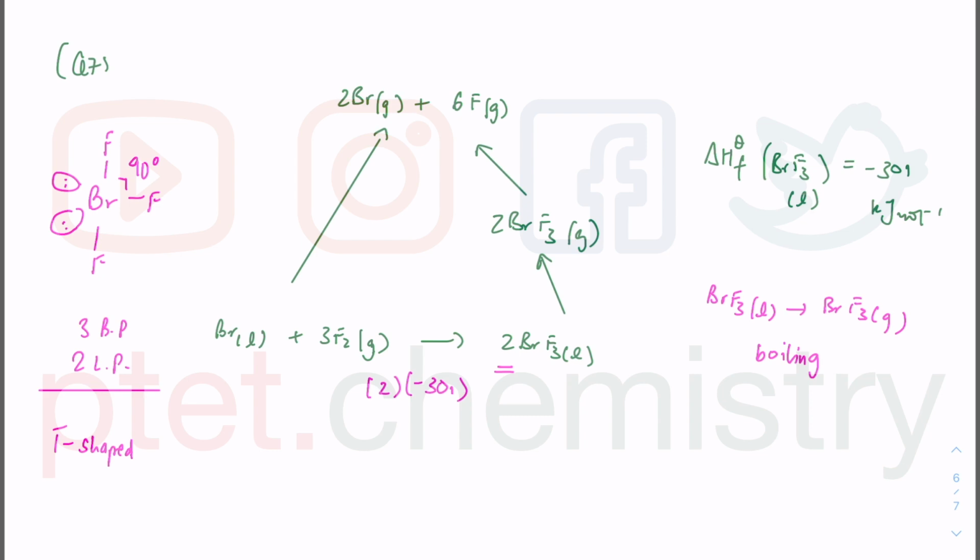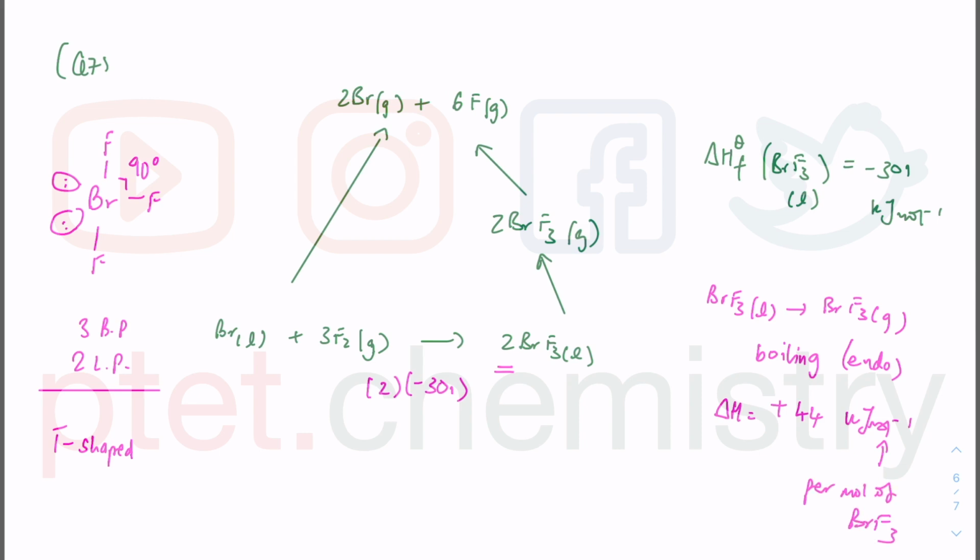So this is boiling. As you know, boiling requires breaking the weak intermolecular forces between the molecules because it has a simple molecular structure. So we know that it's going to be endothermic because we need energy to break those weak intermolecular forces, and we are told that it is endothermic, which is plus 44 kilojoules per mole. So the liquid going to the gas, that is for 1 mole of BrF3. This is per mole of BrF3.